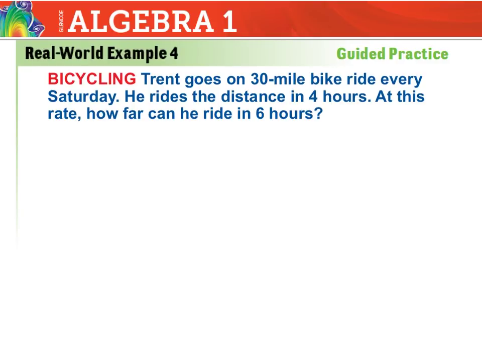So our two variables, hours and miles. It makes no difference. I'll go hours over miles. We could also set this up as miles over hours, and we're still going to get the same answer at the end. All right, so what do we know? Trent goes on a 30-mile bike ride every Saturday, and he rides that in 4 hours.